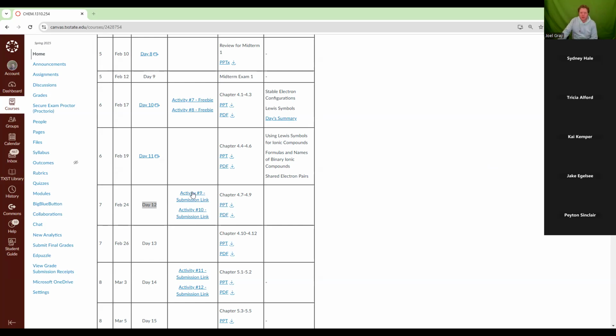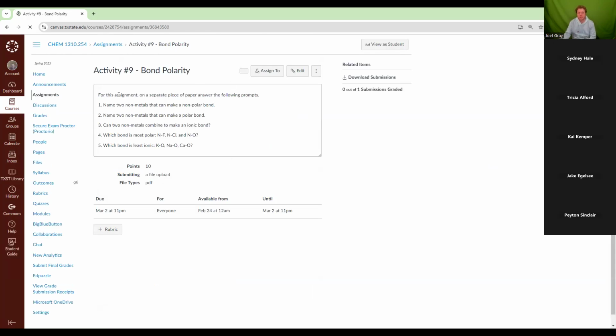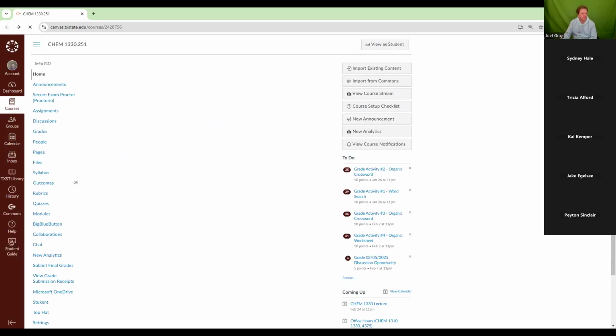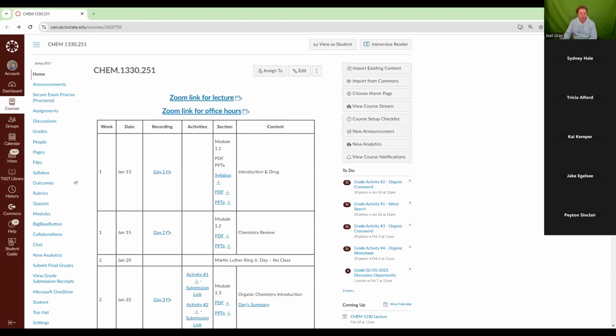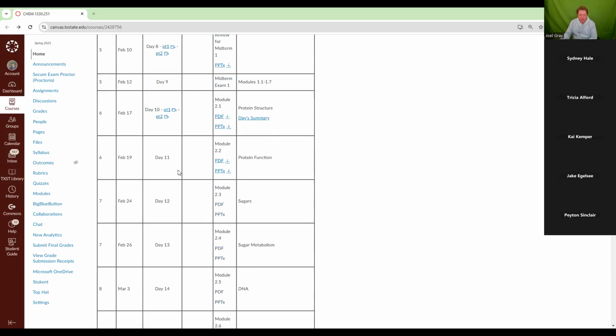So now when you click on activity number 9, it just has your prompt in the description. For this assignment, on a separate piece of paper, name two nonmetals that can make a nonpolar bond. Then name two nonmetals that can make a polar bond. And we're going to talk a little bit more about this today, obviously. I streamlined it a little bit rather than having you download a separate file, open a separate file, and everything like that.